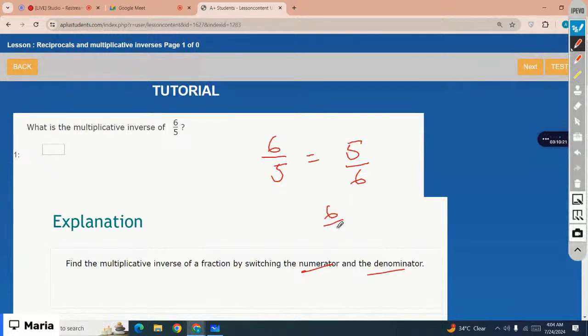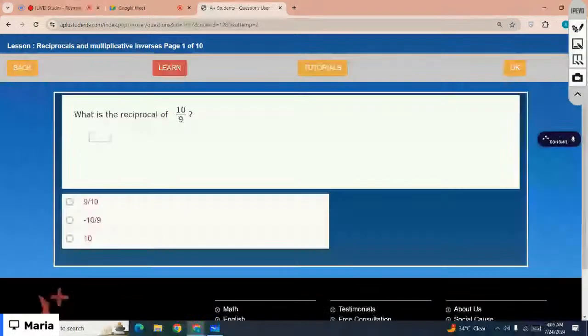What is the reciprocal of 10 over 9? So for the reciprocal you have to do exactly the same thing. You have to switch the numerator and denominator, right? So that is 10 over 9, and the reciprocal is 9 over 10. So the reciprocal of 10 over 9 is 9 over 10. The correct option is 9 over 10.